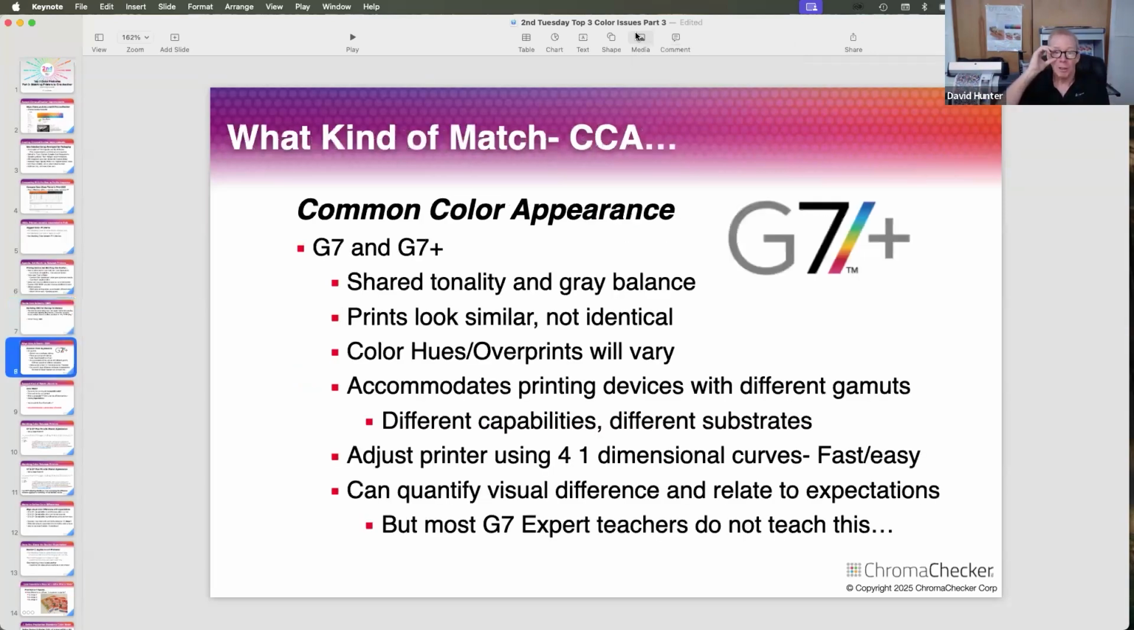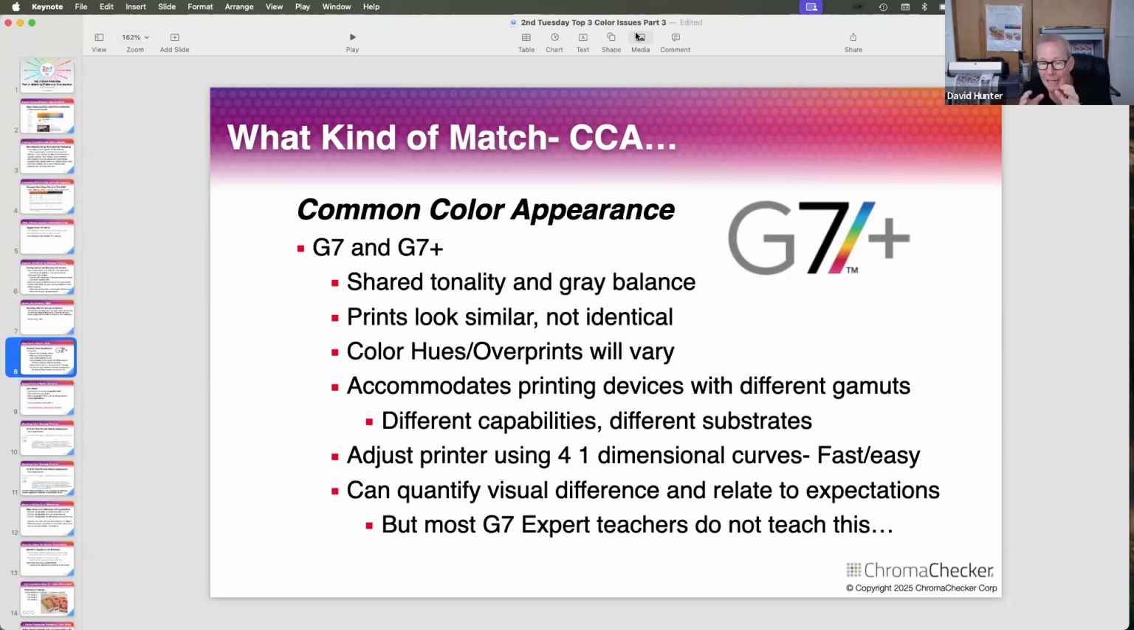Now, when we talk about the kinds of color matches, I talked about 2. One is a common color appearance. This means you have shared tonality and gray balance. This is what we've been talking about for 20 plus years with G7 and now G7 Plus. The looks are similar. They are not identical, hence the sample I just shared with you. Hues and overprints can vary because being just G7 compliant doesn't put any restraints on the hues of the solids and the overprints.